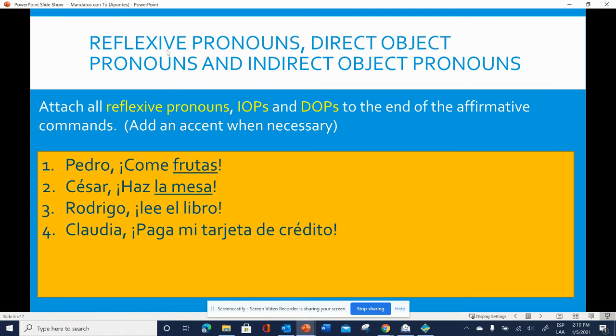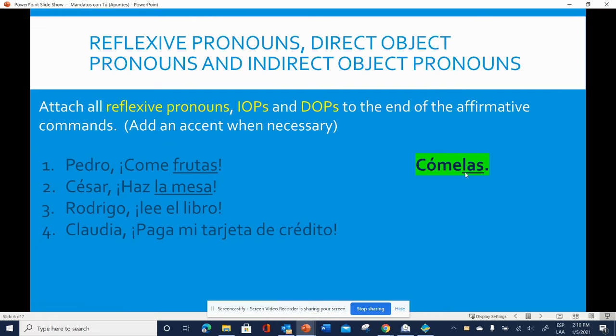Now, reflexive pronouns, direct object pronouns, and indirect object pronouns. Those are all different types of pronouns, right? So when you're making an affirmative command, you can also use those pronouns in the sentence with the command. So like here, if I were to say, Pedro, come frutas, like Peter, eat fruits. What's the direct object noun? Las frutas, the fruits. So I can replace frutas with the pronoun. Rather than saying eat the fruits, I can say eat them. So it could be cómelas. And then this las, it's taking the place of the fruits.